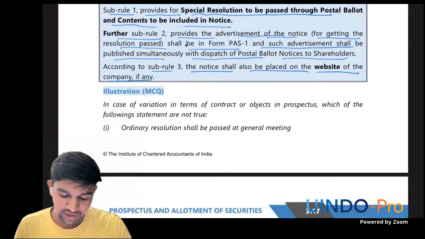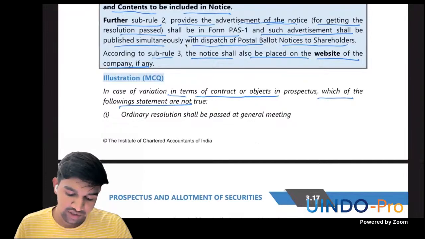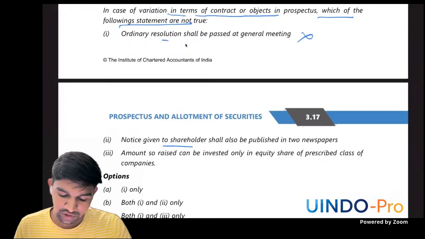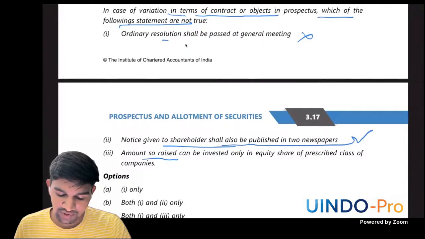In case of variation in terms of contracts or objects in the prospectus, which of the following statements are true? Ordinary resolution passed at a general meeting. False. Notice given to the shareholders shall also be published in the newspaper. Yes. Amounts raised can be invested only into the shareholders.